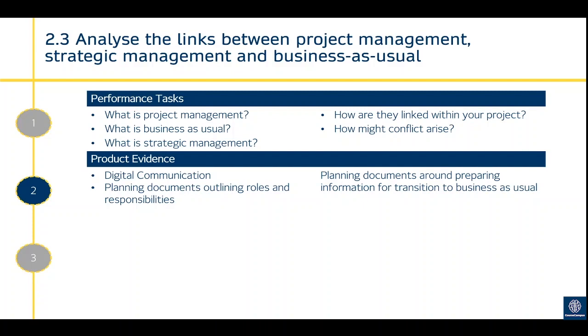What is strategic management? How are they linked within your project, and how might a conflict arise between these three elements? You might also be able to include evidence on a situation where maybe there's been some breakdown or some minor issue and the difficulties around the links between these three elements. Product evidence for this may include digital communication, some planning documents outlining roles and responsibilities, or planning documents around preparing information for transition to business as usual.